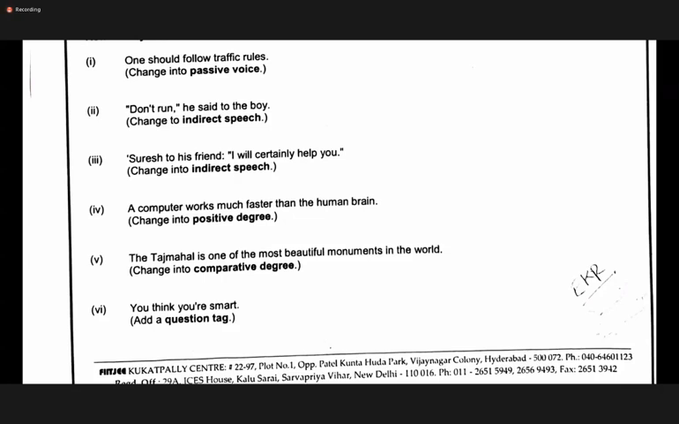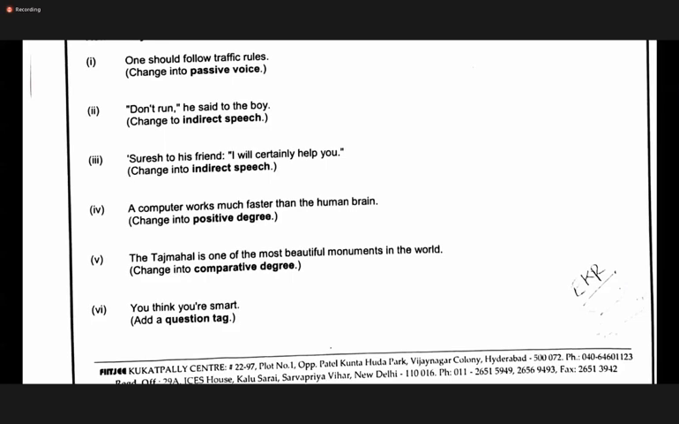So change it into positive degree. So faster becomes fast. So here the comparison is made between two, computer and human brain. So generally, when the sentence in the comparative degree is positive in nature, the sentence that is changed into positive degree must be negative in nature, in order to keep the same meaning. So the meaning of this is the human brain does not work as fast as a computer. Right. So we will discuss all these rules in degrees of comparison.